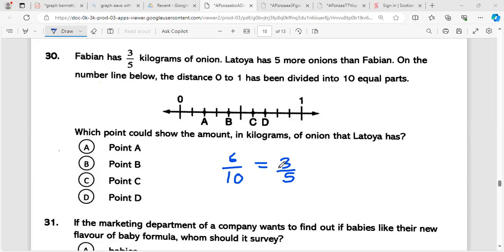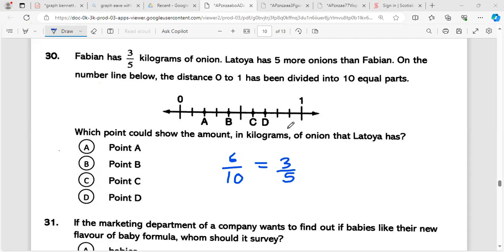Sir, D then. I got D now. Alright, how you get D? How you got D? 8 over 10, yeah. Guys, how you know it's D? What's the reason behind it?